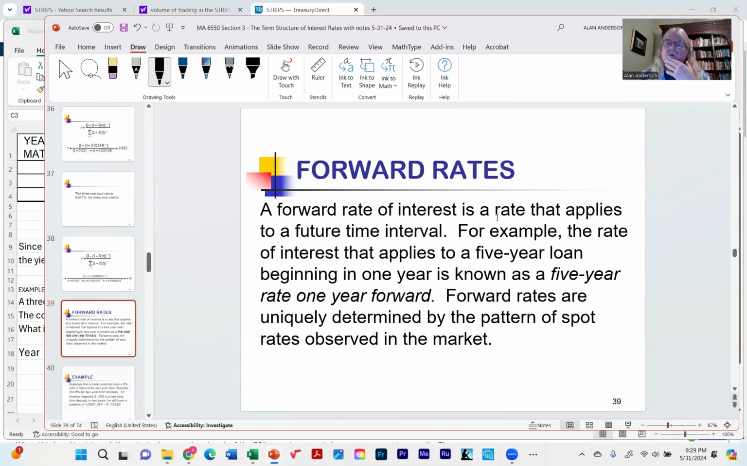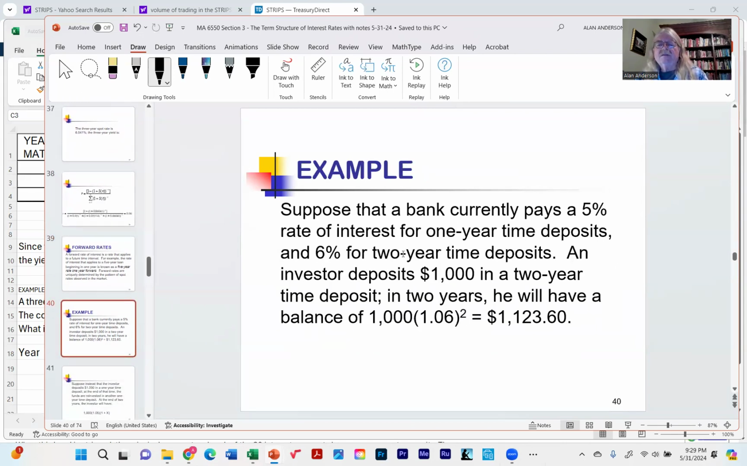Okay. Now, forward rates. This is a very, very tricky area. It's going to take some getting used to, because we don't normally observe them in the marketplace. They're implied by the pattern of spot rates. Just to introduce this, a bank pays a 5% rate of interest for 1-year time deposits and 6% for 2-year time deposits. Let's say that they are willing to give you a higher interest payment for the 2-year deposits because they can lend it out and make more money that way.